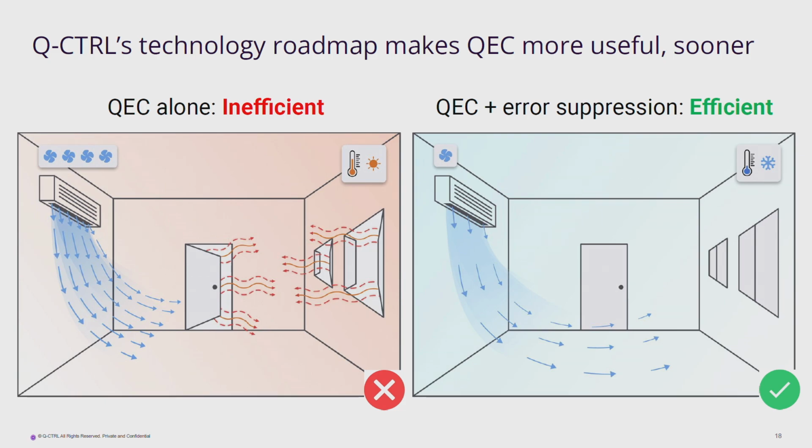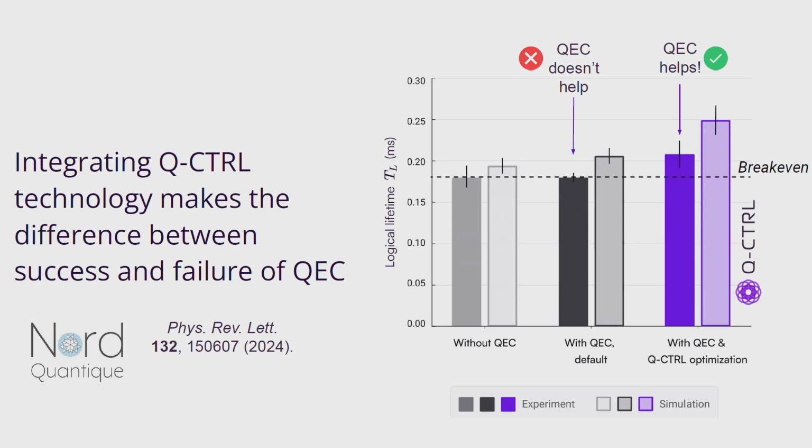Now, when you combine this with error suppression, error suppression is the equivalent of closing the windows and the doors, right? So we lower the baseline error of the device, therefore making it easier to implement the error correction because you have fewer errors to correct. That's the idea. So that's how you see those techniques working together in the future.